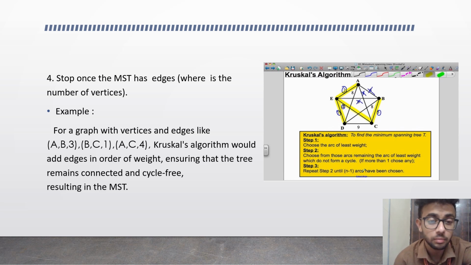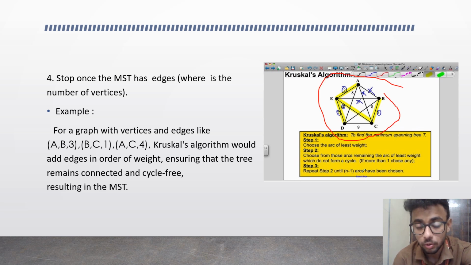Let us take an example. For a graph with vertices and edges like a, b, c, and b, c, 1 and a, c, 4, Kruskal's algorithm would add edges in order of weights, ensuring that the tree remains connected and cycle-free, resulting in the minimum spanning tree. So this is the solution of the problem.